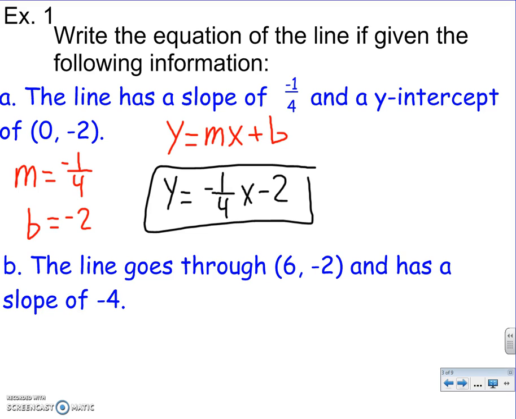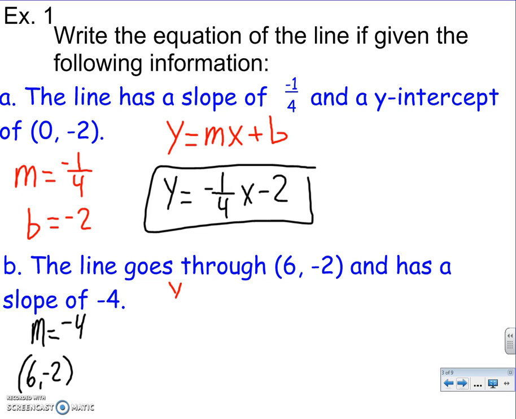All right, b, find the equation of a line that goes through (6, negative 2) and has a slope of negative 4. I know m, the slope, is negative 4. I do not have b though. I don't have the y-intercept. I just have a random point, (6, negative 2). So now I have to use the other form, point-slope form.